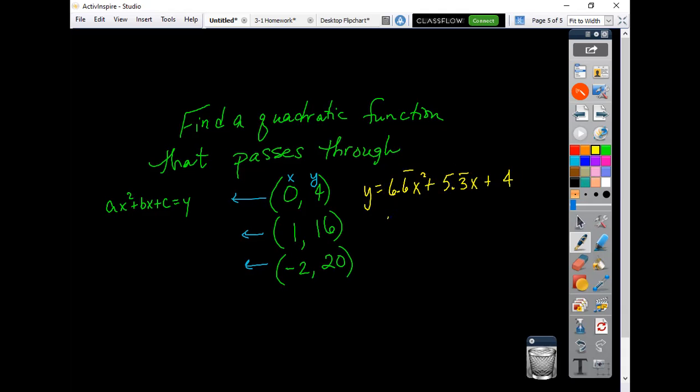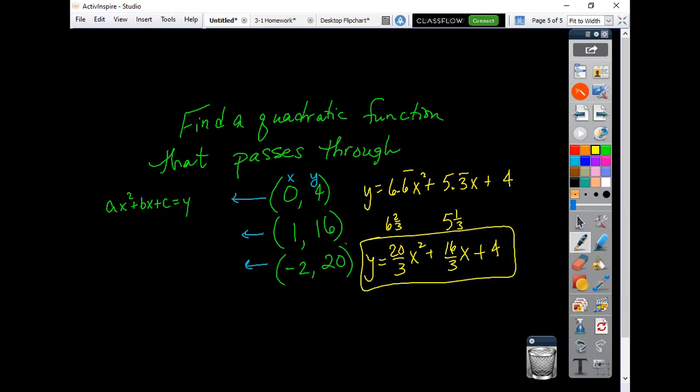6.6, that's 6 2/3, right? And this 5.3 repeating is 5 1/3. So this would be like I had 18, 19, 20 thirds. This would be like 15 thirds is the 5 plus 1 is 16 thirds. So if you were going to write it without that repeating decimal stuff, it would end up looking just like that. But that's another method for finding a quadratic if you know those 3 points.